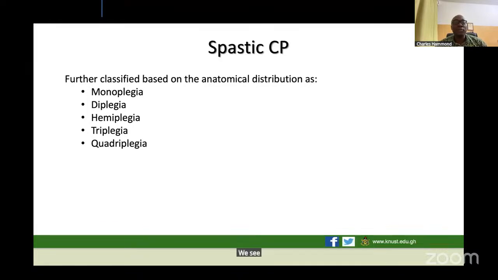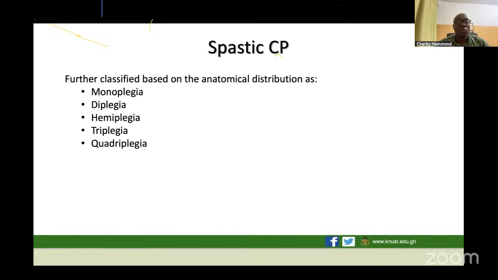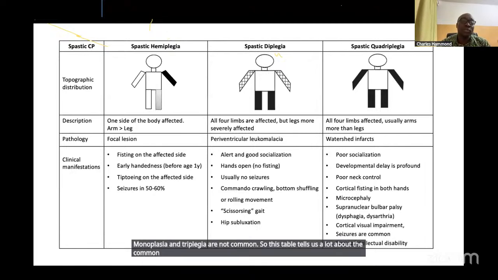Spastic cerebral palsy can further be subclassified based on the topography or the anatomic distributions as monoplegia, diplegia, hemiplegia, triplegia, or quadriplegia. The most common forms are quadriplegia, diplegia, and hemiplegia. Monoplegia and triplegia are not common. So this table tells us a lot about the common forms of spastic cerebral palsy.